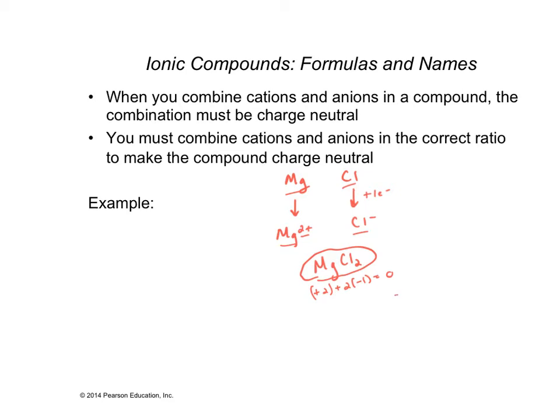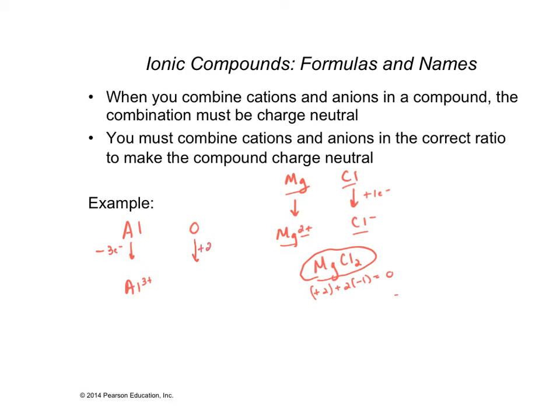We could do the same thing for something like aluminum and oxygen. What is going to be the chemical formula of the compound that forms between aluminum and oxygen? Aluminum is a group 3 element. It needs to lose 3 electrons to get to its nearest noble gas, so aluminum is going to have a 3+ charge, whereas oxygen is a group 6 element.